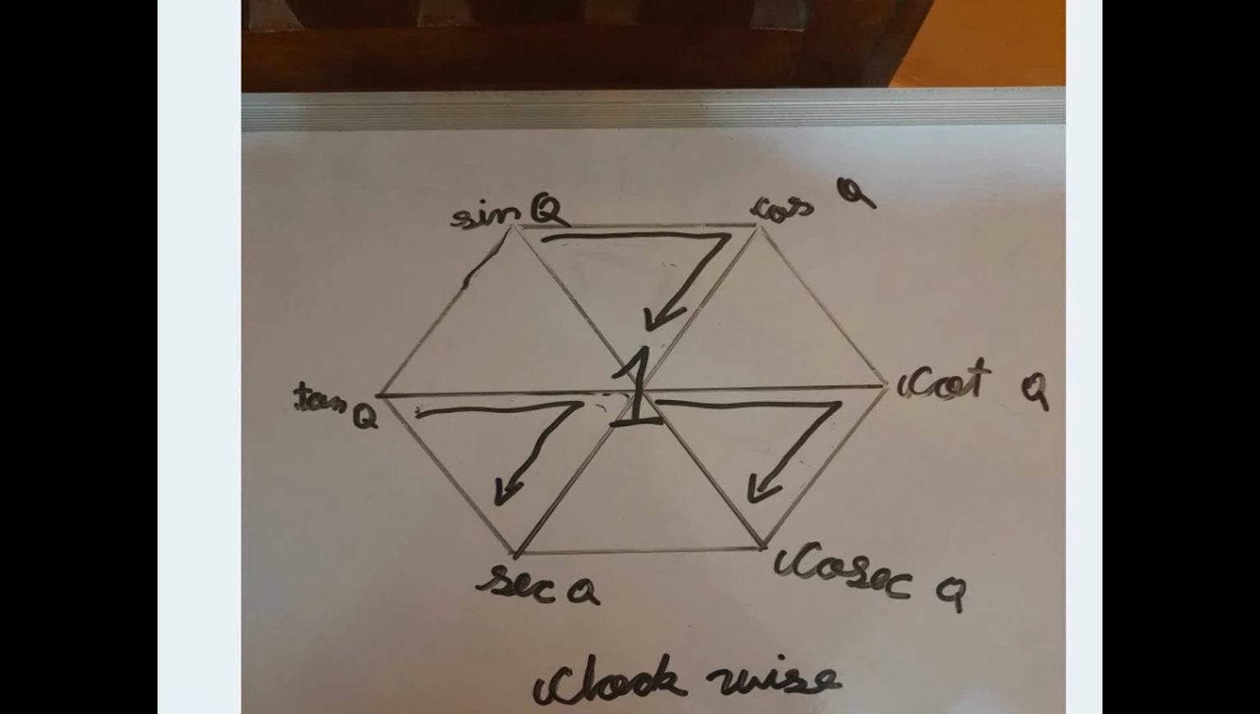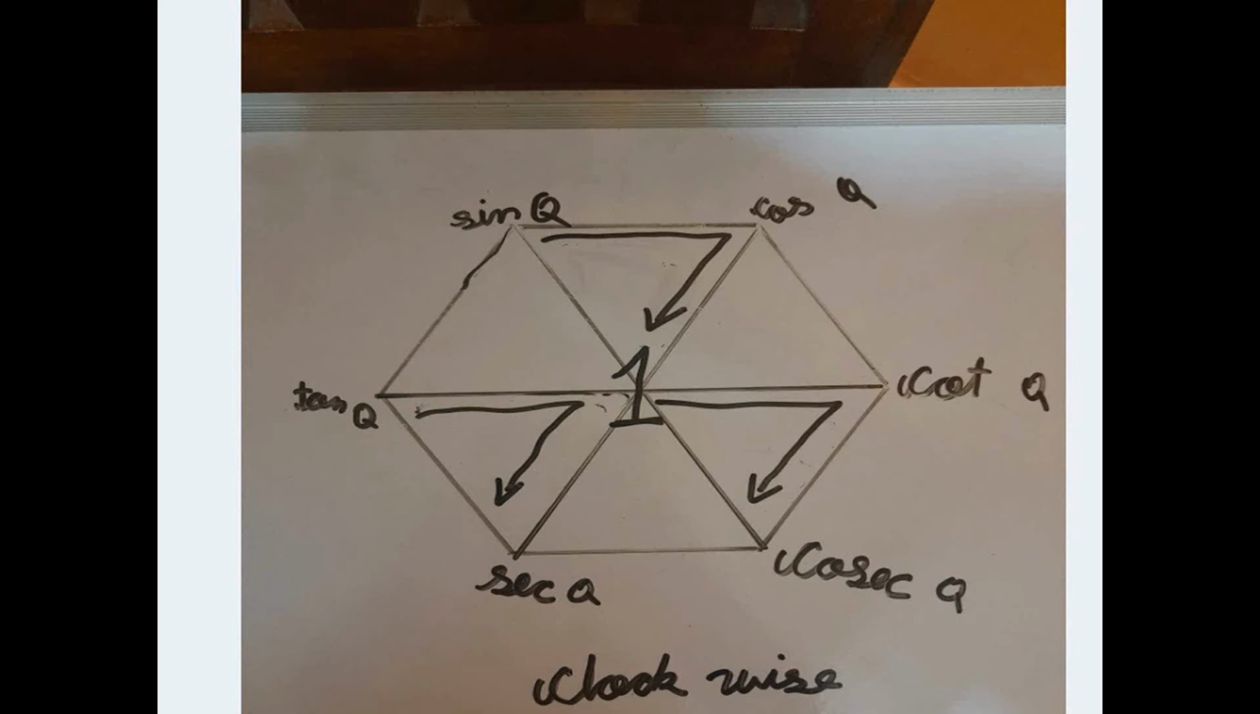We have to go clockwise. Sin square theta plus cos square theta is equal to 1; 1 plus cot square theta is equal to cosec square theta; tan square theta plus 1 is equal to sec square theta. We have to go clockwise. These 3 formulas we have made now.